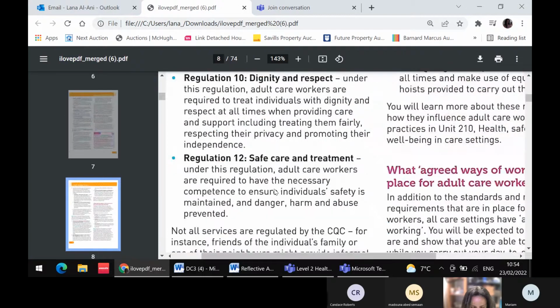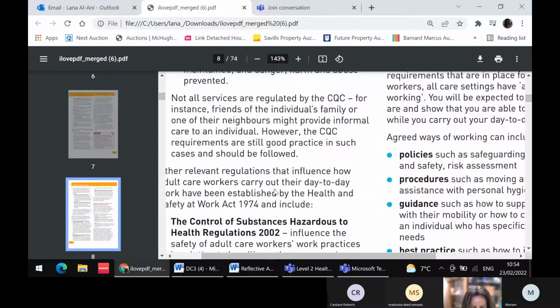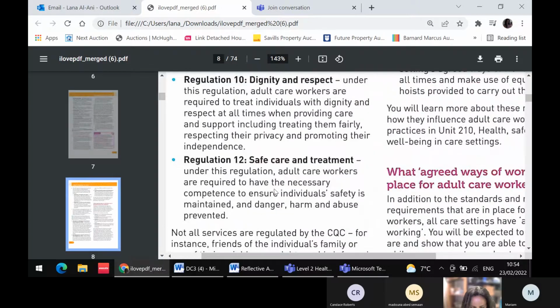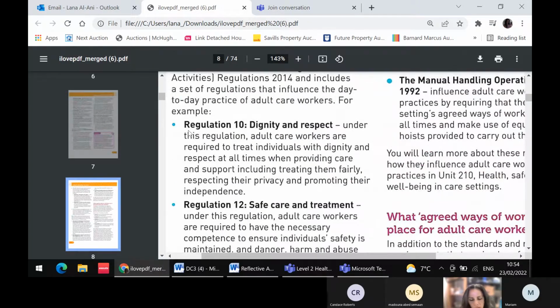Because as you can see, they're all similar, and if you start writing about them, it will confuse you. You can just put regulation number 10, which is dignity and respect, and also regulation number 12, safe care and treatment. So regulation number 10, dignity and respect. Under this regulation, adult care workers are required to treat individuals with dignity and respect at all times. So according to this regulation, we should always treat our clients with dignity and respect, and we treat them fairly.